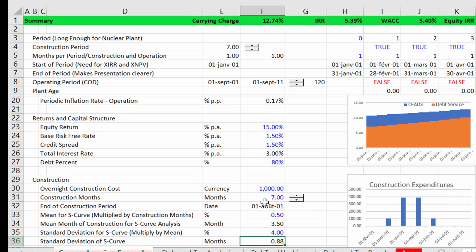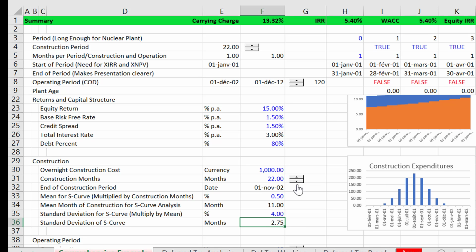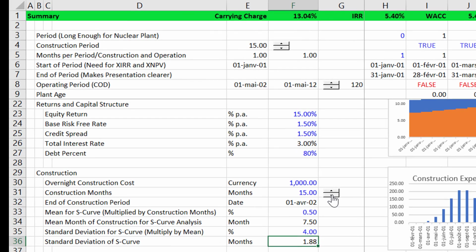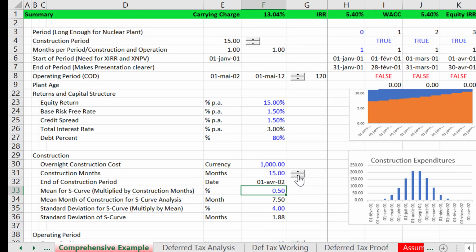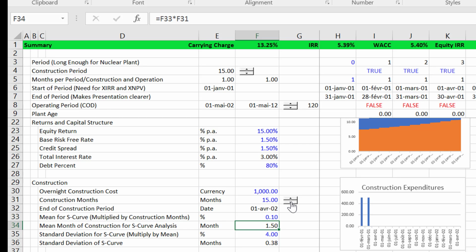And then we say, okay, what's the construction period? Now if we have a longer construction period, it pushes the cost up substantially. And this gives you the mean for the S-curve. So if you put that much later, it goes down. If you put it much earlier, it goes up. And you can put all this standard deviation stuff in.